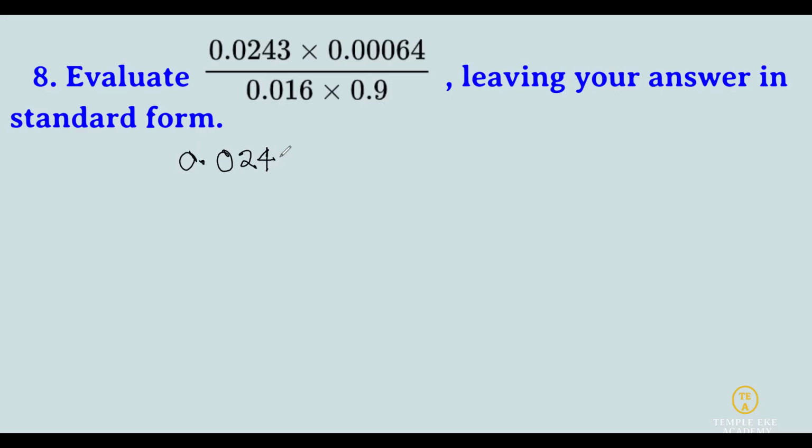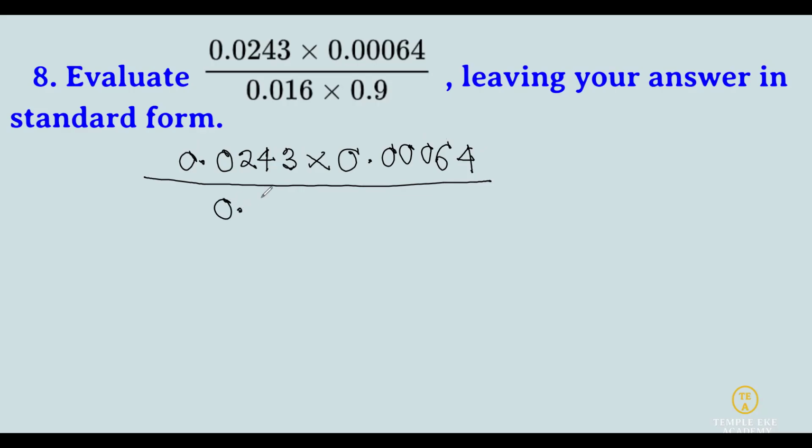0.0243 multiplied by 0.00064 divided by 0.016 multiplied by 0.9. Yeah, the quickest thing to do here is to determine the total number of all digits to the right of the decimal point. All the digits to the right of the decimal point. Now, in the second writing, this is the decimal point position. All the digits, including this chain of zeros, after the decimal point.